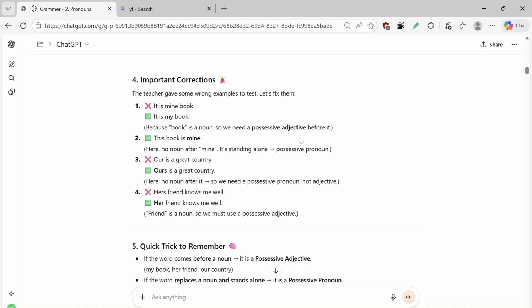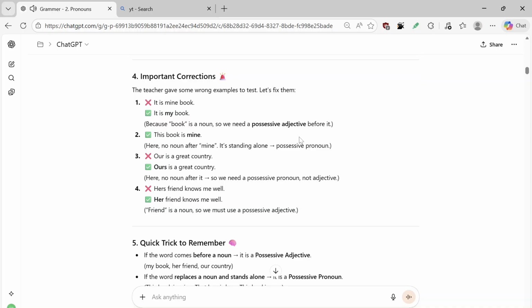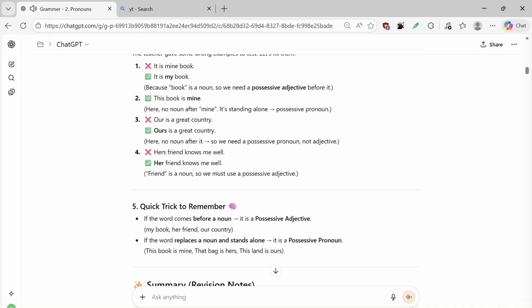3. "Our is a great country" becomes "Ours is a great country." Here, there is no noun after it, so we need a possessive pronoun, not an adjective. 4. "Hers friend knows me well" becomes "Her friend knows me well." Friend is a noun, so we must use a possessive adjective.